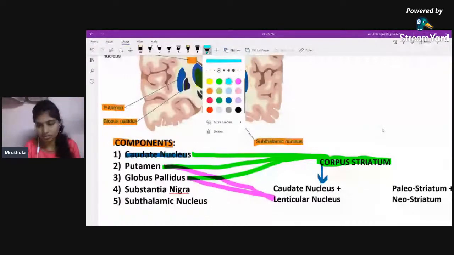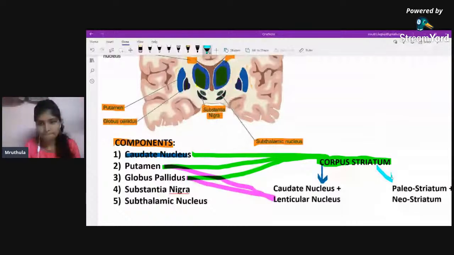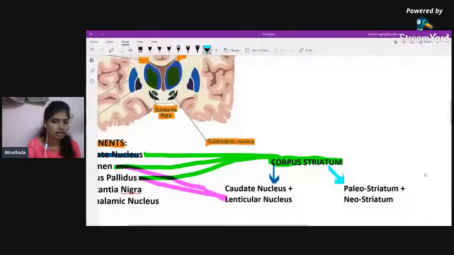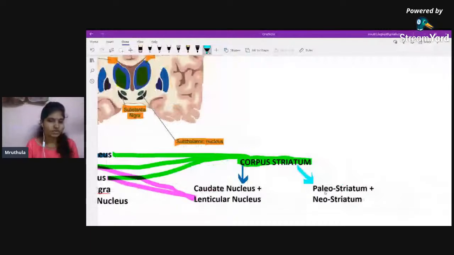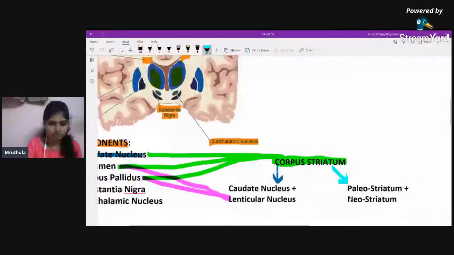We can divide the corpus striatum into paleostriatum and neostriatum. Paleo means the older one and neostriatum is the newer one. So based on the evolutionary perspective, we are dividing that way. So what is this paleostriatum and what is neostriatum?